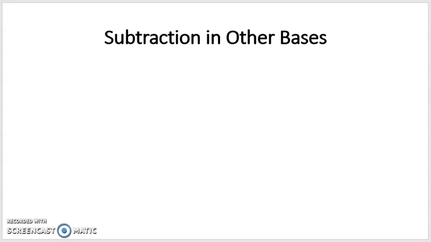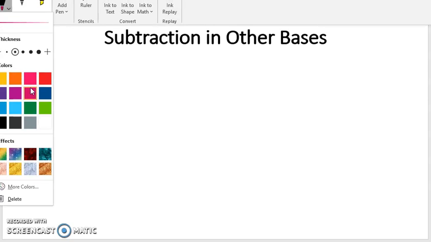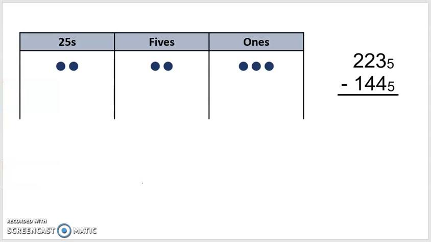In this video, we're going to continue our look at subtraction by examining subtraction in other bases. So the first problem that I'd like to start on is this one right here. I've written it in the chip abacus model, and I'm going to follow along with the traditional algorithm. So in base 5, 223 base 5, and subtract from that 144 base 5.